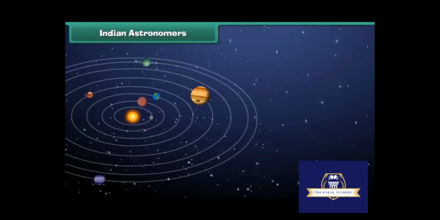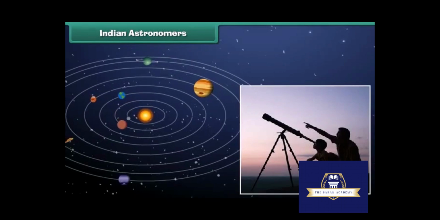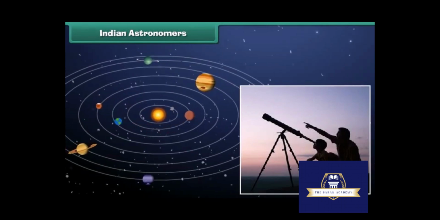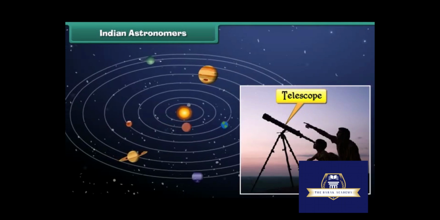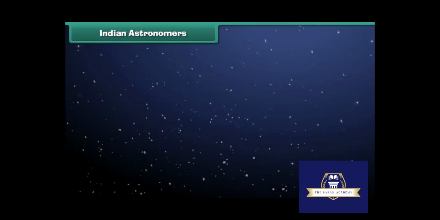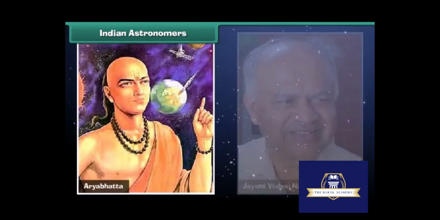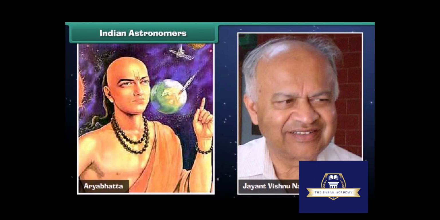Indian astronomers. An astronomer is a person who studies stars and planets. He uses a telescope for his study. Bhaskaracharya, Aryabhat and Jayant Vishnu Narlikar are some well-known Indian astronomers.